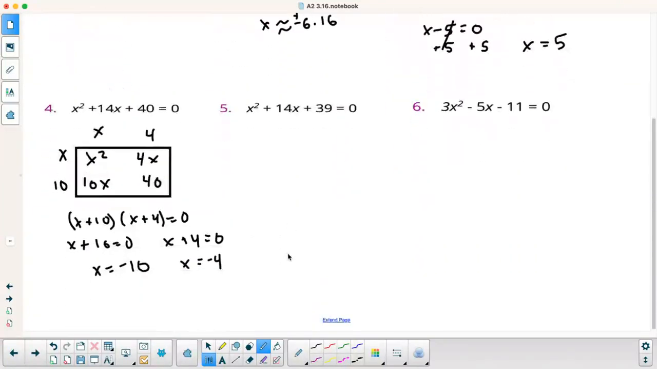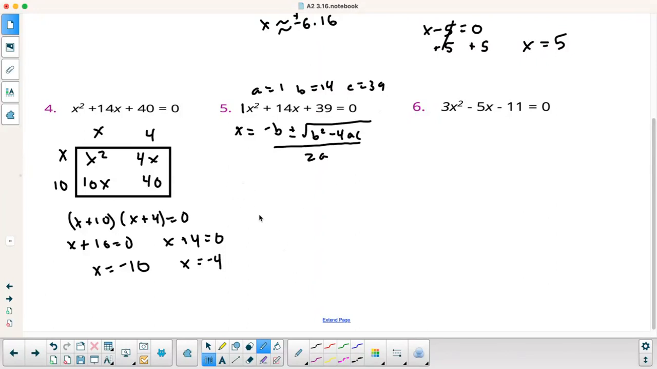So this one here, I'm going to use quadratic formula. So negative b plus or minus the square root of b squared minus 4ac all over 2a. So a is 1. A is in front of x squared. There's a 1 there. B is 14. C is 39. So I plug everything in. Make sure this number is always positive when you square it, because if you square a negative, it's positive. If you square positive, it's positive.